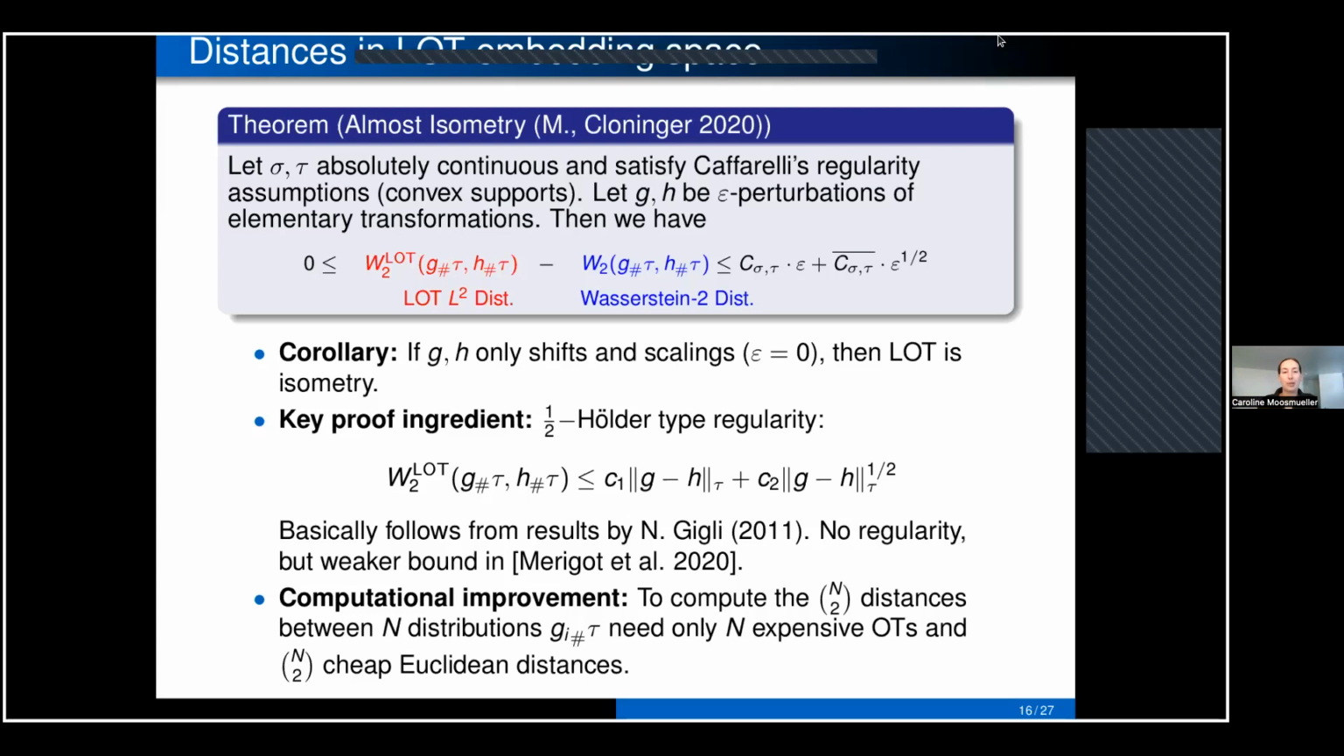properties of convex supports. This kind of result basically follows from something that was proved 10 years ago already. Nicola Gigli already worked on this kind of embedding and on the Hölder regularity properties. You can also get rid of the regularity assumptions by paying with a slightly higher bound. These are also results that I cite here.